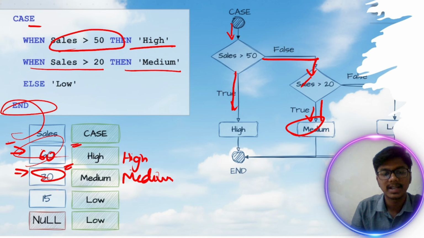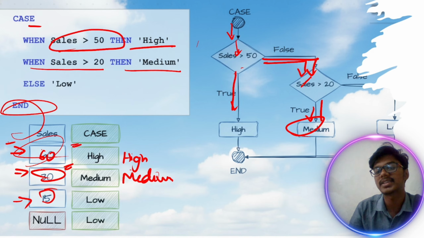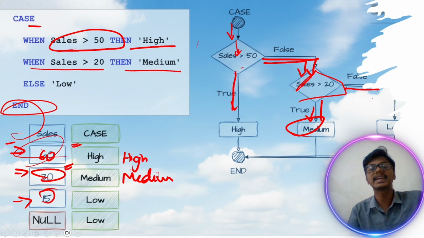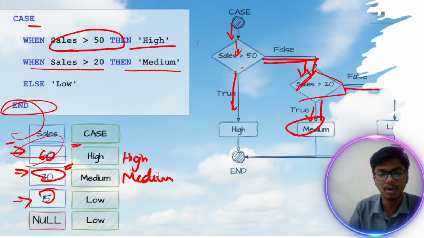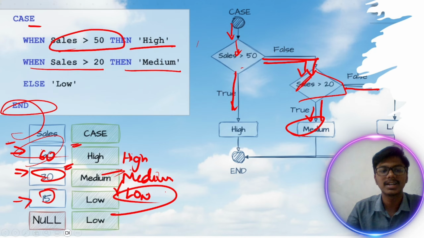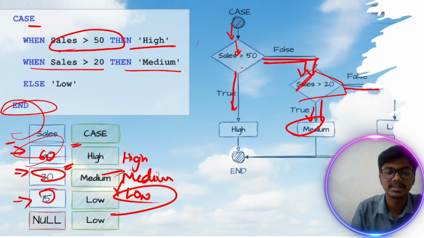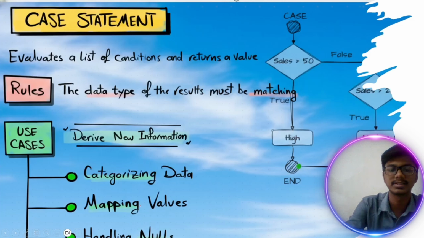And again the query doesn't end. In the third value it checks whether the sales is greater than 50. No, the sales is not greater than 50. It gets into the second condition and checks whether the sales is greater than 20. No, the second condition also fails. If the second condition also fails, there is an else part, right? So that's why low. I just want to print it out as low. That's how the case statement works. If it is null, then the result is also null.